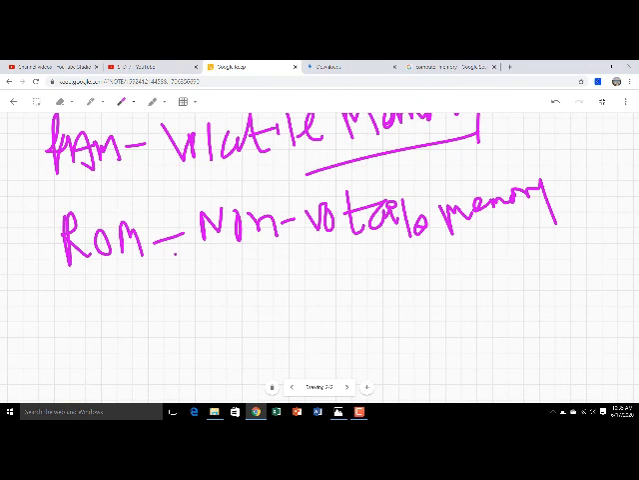Now the second one is secondary memory. Secondary memory is called auxiliary memory.